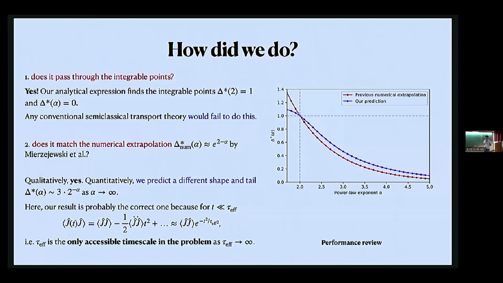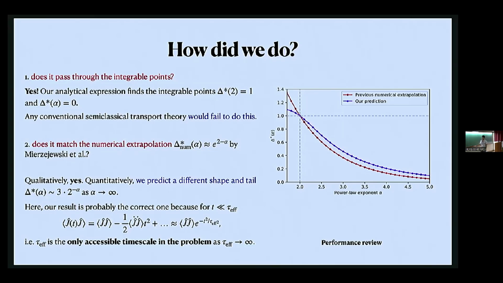And in all its qualitative features, they were right. It's just quantitatively, we find a slightly different shape and a slightly different enhancement of the lifetime. So instead of e to the minus alpha, we have 2 to the minus alpha, but I think this would probably be within experimental error bars, say.